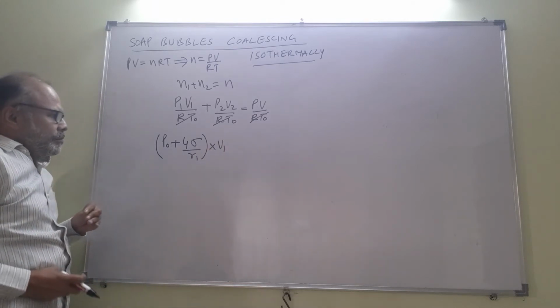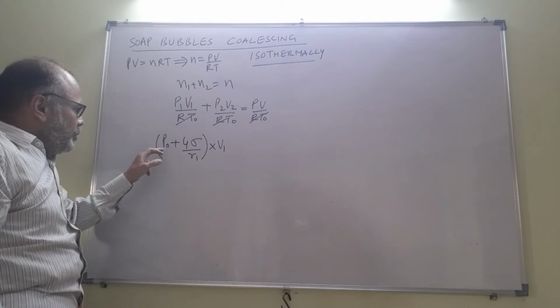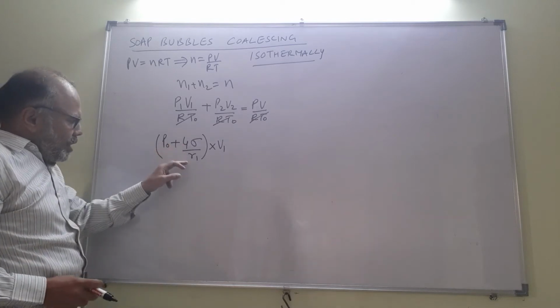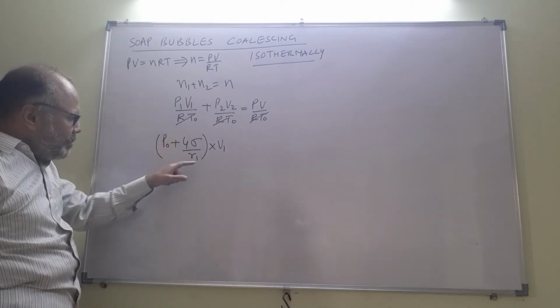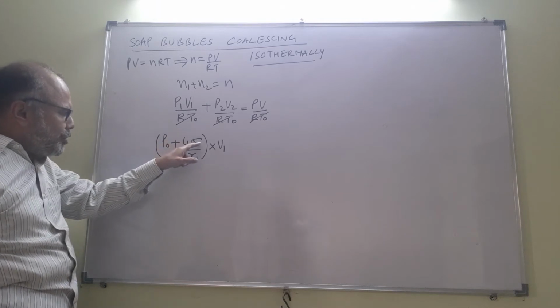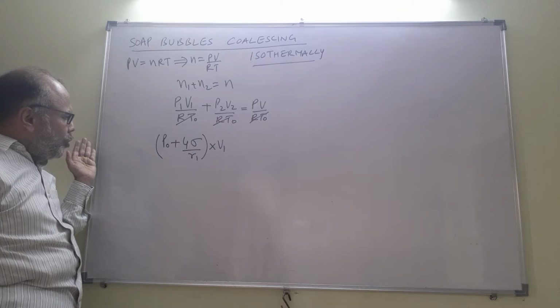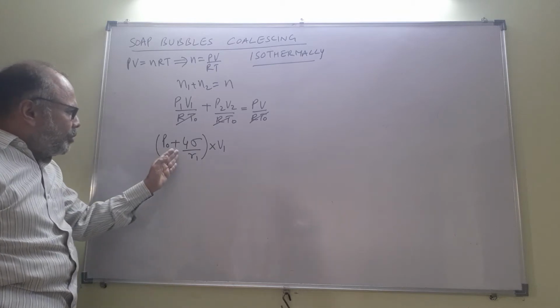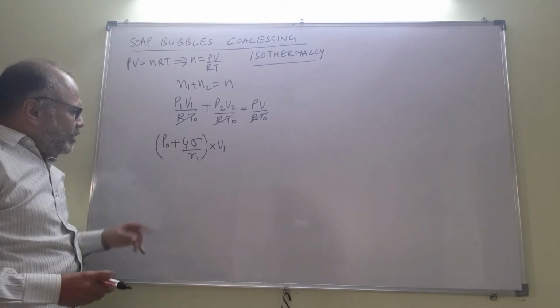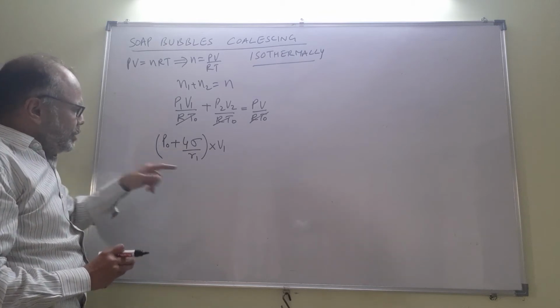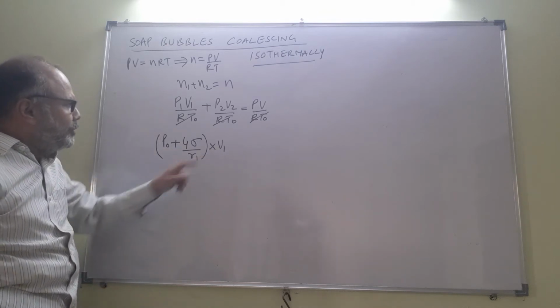Here, P naught plus 4 sigma by R1. Sigma is the surface tension. 4 sigma by R1 is the excess pressure. Pressure outside is P naught. So the pressure inside is P naught plus 4 sigma by R1, into V1. V1 is given by 4 by 3 pi R1 cube.